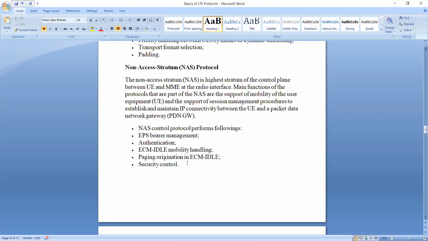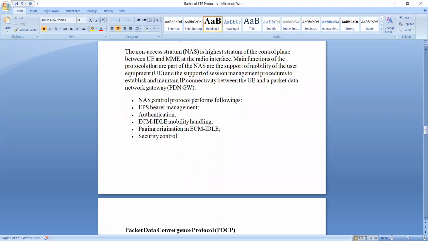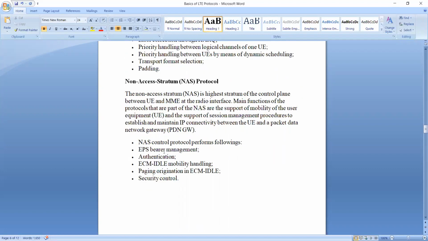Sir, what is EPS bearer management? Whenever attach happens, a bearer will be established, a tunnel, a path will be established. The data flow on that path will be controlled by NAS layer. It mainly comes up during the handover procedure. I will explain how NAS layer handles the data flow. No need to worry about this EPS bearer management. We will come to know it in detail in handover.